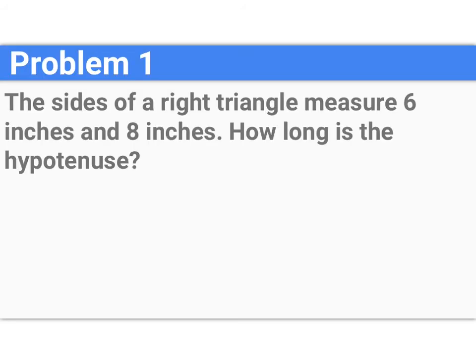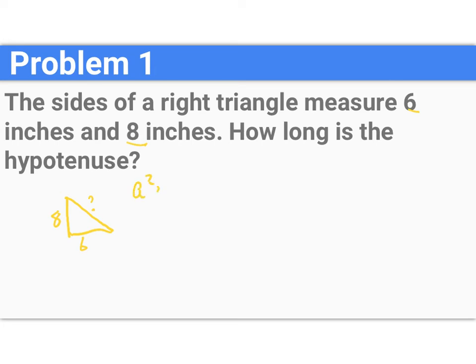Okay, so read through the problem. The sides of a right triangle measure 6 inches and 8 inches. How long is the hypotenuse? Well, the first thing you're going to do is draw a figure. So we've got 6 and 8, and they don't tell you which side is which, so it doesn't really make a difference. And they want to know how long is the hypotenuse.